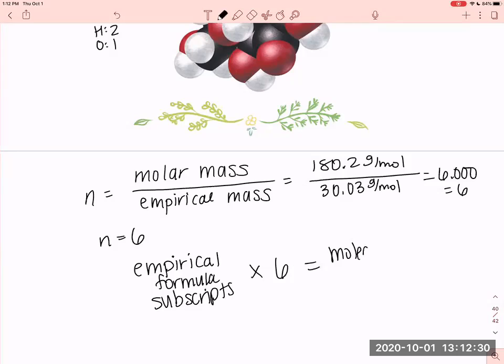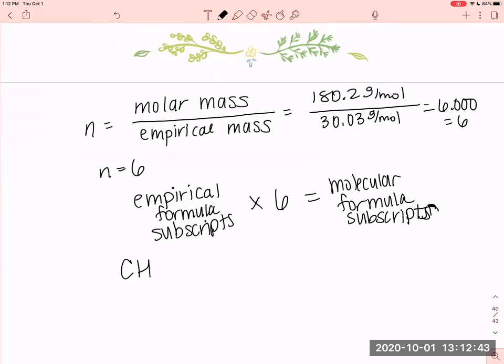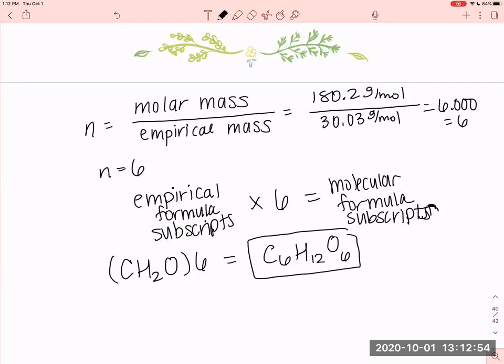6 times the empirical subscripts equals our molecular formula subscripts. So you often see your instructors will do it like this. We'll do CH2O and we'll multiply it by 6. And we'll get C6H12O6. And that is your molecular formula. And that is how we find formulas from real life samples of stuff.